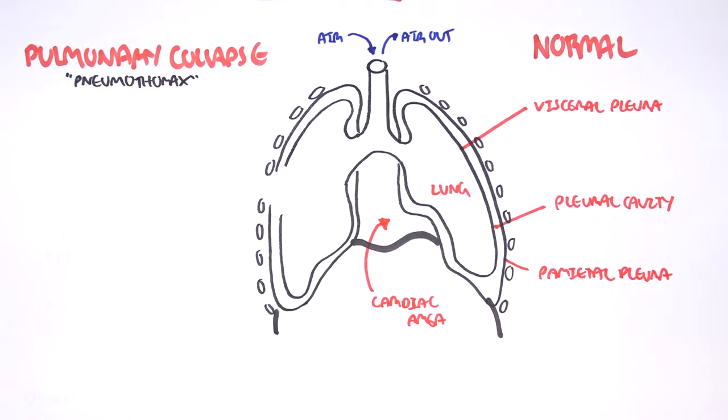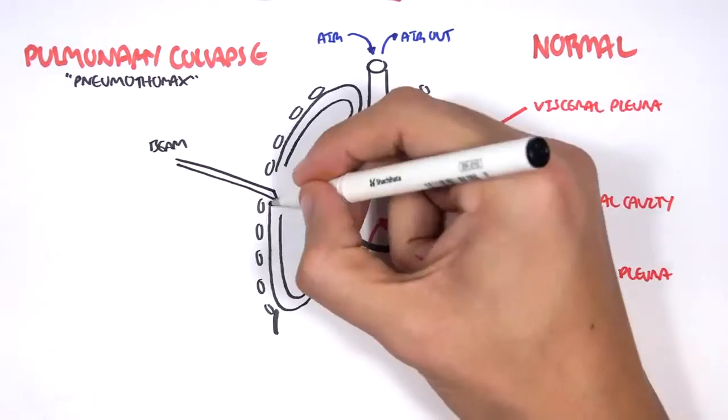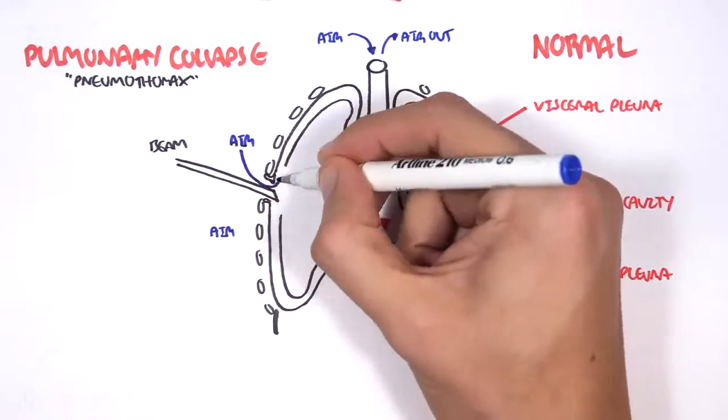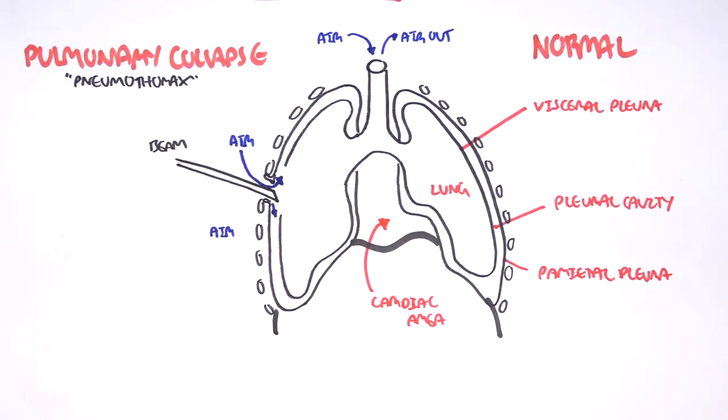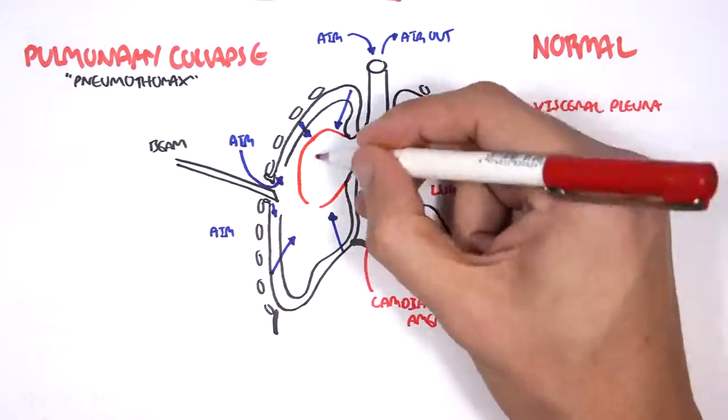A pneumothorax can occur because of something external puncturing the pleural layer, the parietal layer, resulting in air moving into the pleural cavity. This results in air filling the pleural cavity and forcing the lungs to deflate essentially.